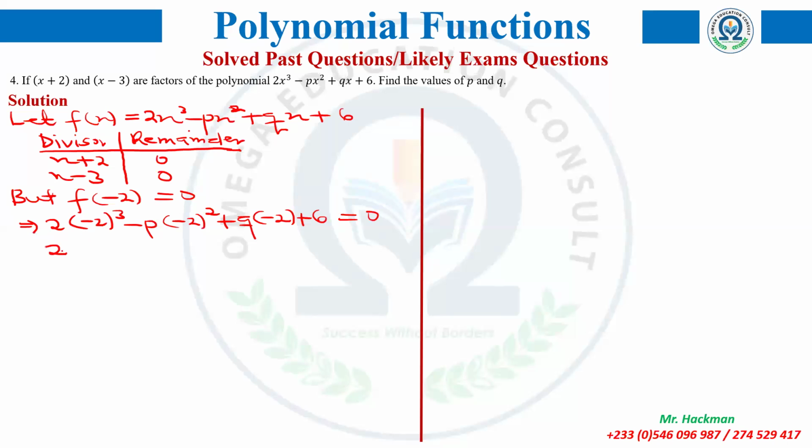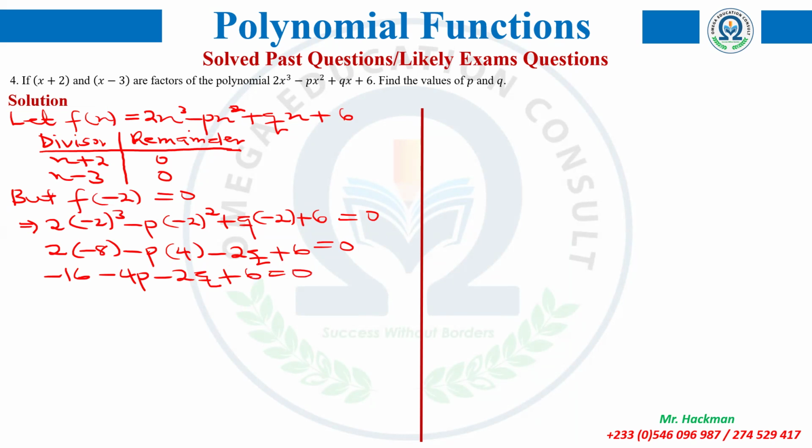So now negative 2 cube will give you negative 8. So 2 into negative 8, then minus p into negative 2 squared will give you 4. Then this will give you minus 2q, then plus 6, and that should give you 0. So at this point, you remove the bracket here. Minus 16, minus 4p, minus 2q, plus 6 is equal to 0.